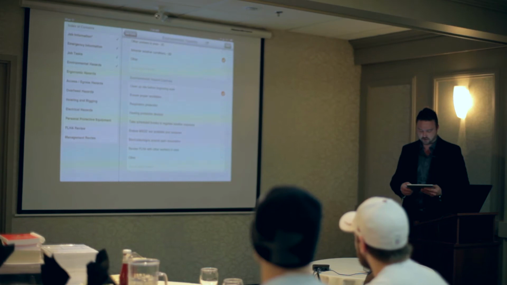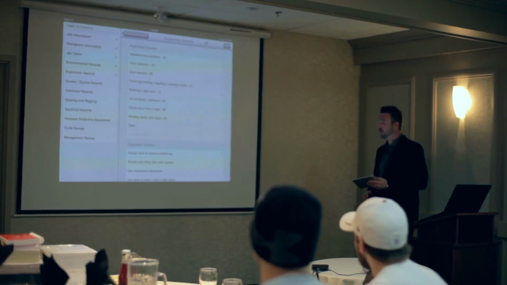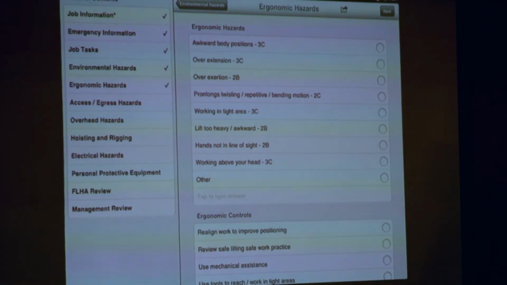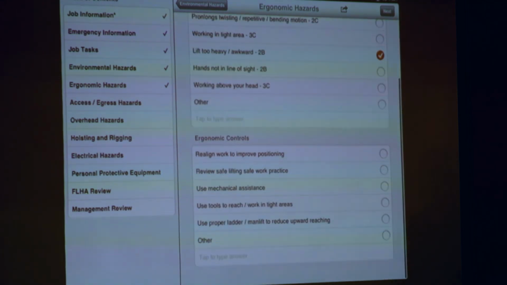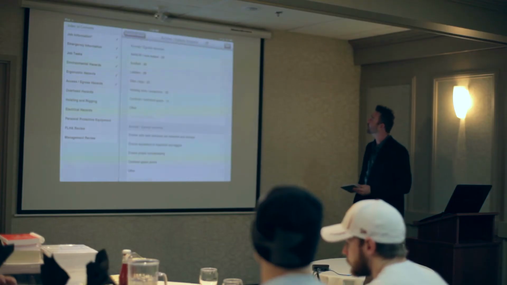What are our controls? Well, we're going to clean up the site before work begins, and we're going to review the FLHA, and if we don't have something on there that we need, we can just type in the other field. Then we go through our ergonomic hazards. So do we have any ergonomic hazards? Well, absolutely. Maybe we've got a lift that's too heavy or awkward, and our control is going to be use mechanical assistance, and we'll move on.